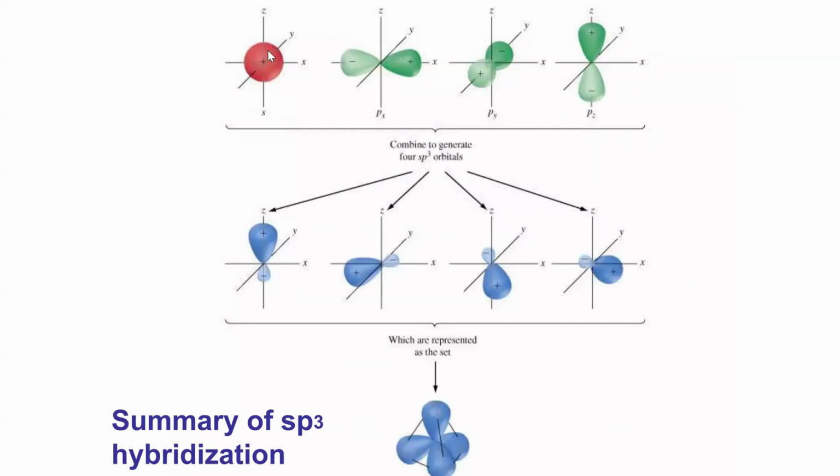We have s orbital here. So this s orbital combines with px, py, and pz, and at the end we are going to have the following results. When they all combine, you generate 4 sp3 hybrid orbitals, which are represented as a set. So all these 4 different sp3 hybridized orbitals can now be represented as a set to appear like this. So this is called sp3 hybridization.